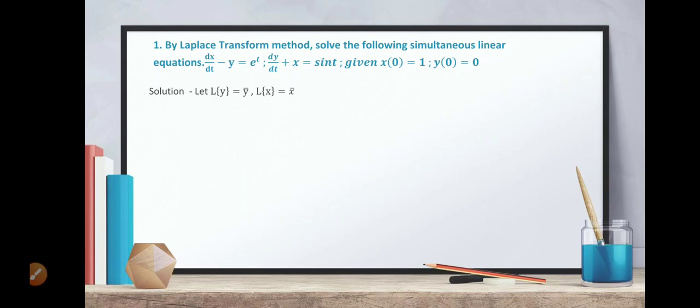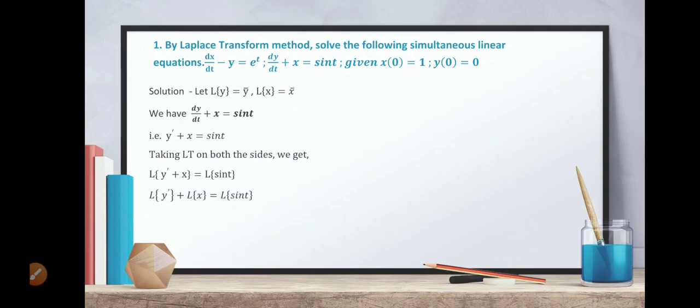First you have to consider L of y equal to y bar and L of x equal to x bar. Consider the first or second equation. Here I have considered the second equation. Write it in dash notation. Then take Laplace transform on both the sides. Apply linearity property of Laplace transform, and then apply L of y dash, L of sin t results, and write L of x as x bar as we have considered in the very first step of this solution.